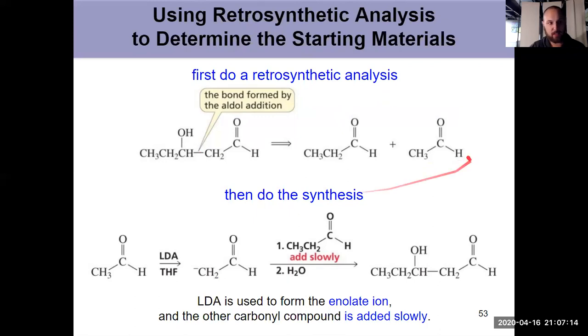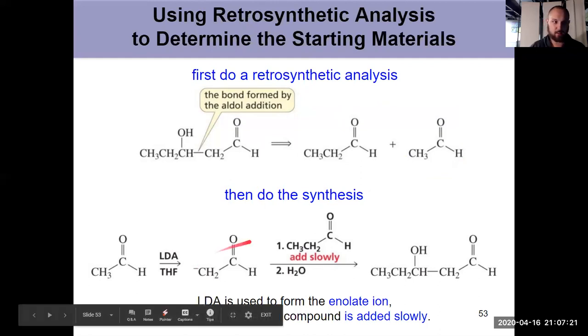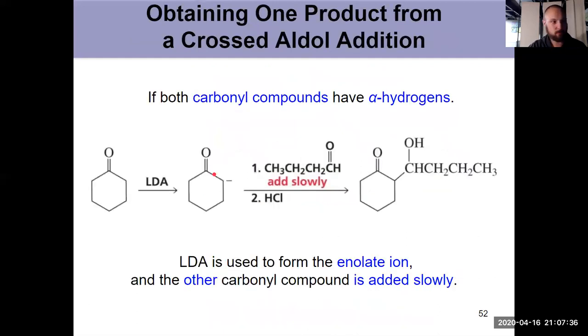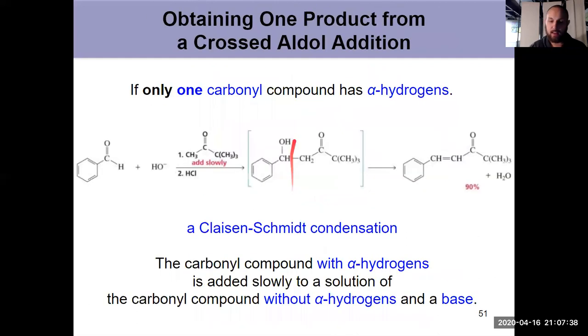Here, because both of these have alpha hydrogens, LDA would be needed to deprotonate. The other gets added in slowly, and then we hydrolyze to our final product. You can do it here, seeing a beta hydroxy ketone, or if you see the alpha beta unsaturated aldehyde or ketone, you again would break the same bond. It's just that extra condensation step that was shown right here. Don't let that throw you off.